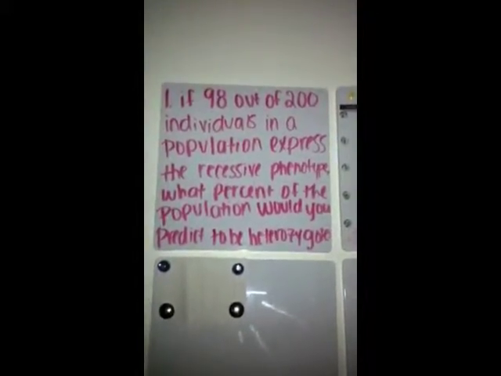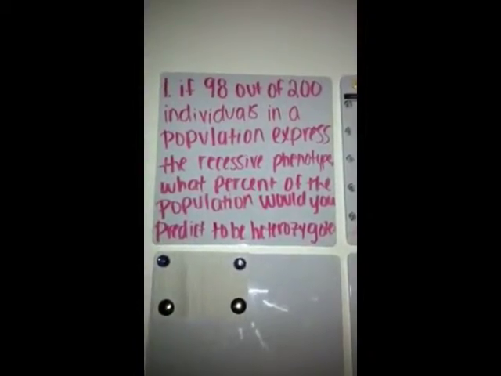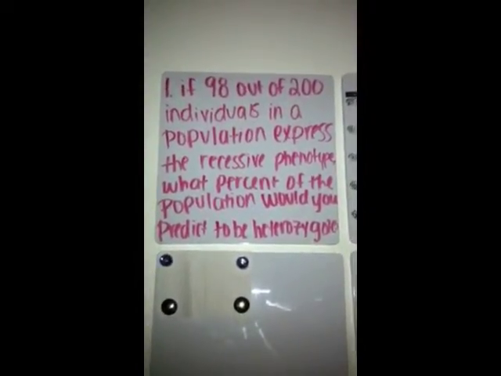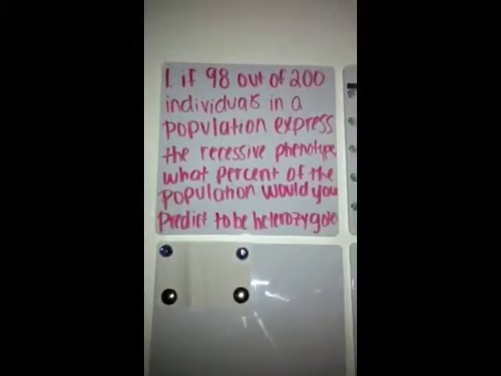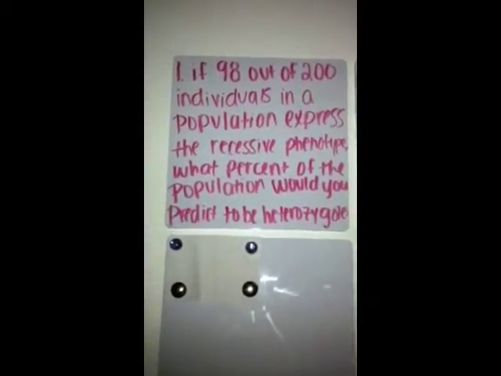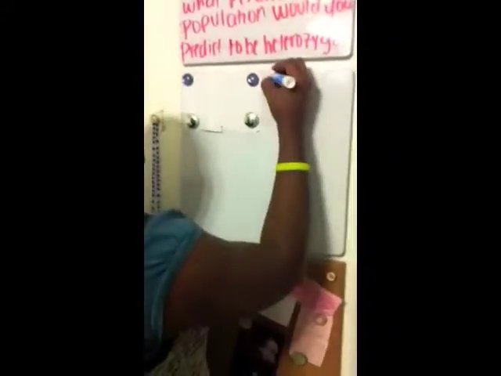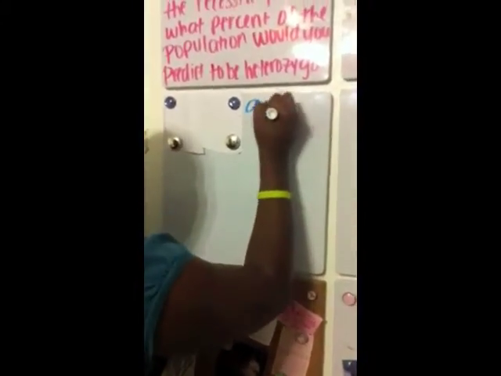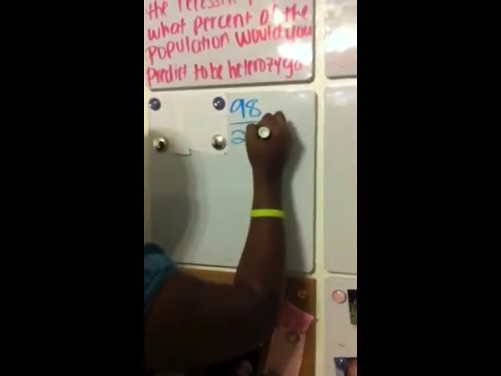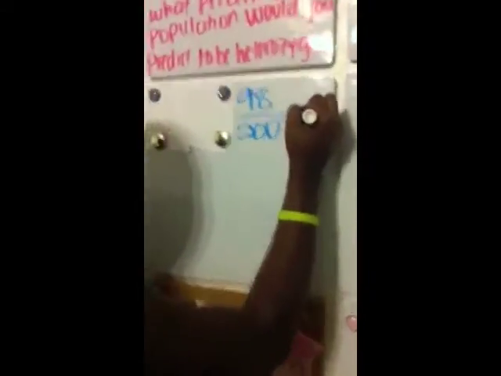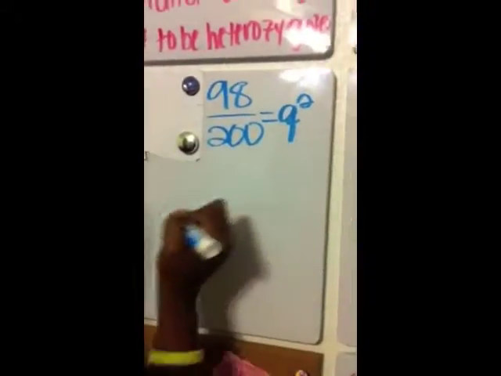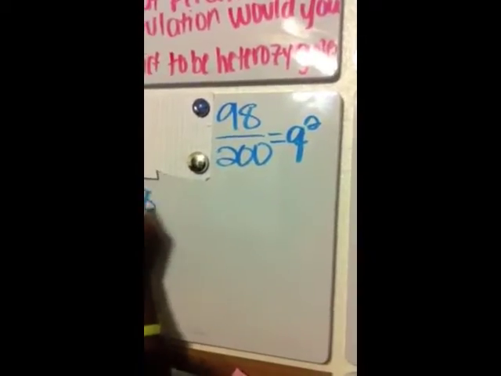If 98 out of 200 individuals in a population express the recessive phenotype, what percent of the population would you predict to be heterozygote? I have given you information on the frequency of the homozygous recessive, or Q squared. So start by determining Q squared and then solving for Q. Here we see that Dilsa is dividing 98 by 200 to get Q squared.